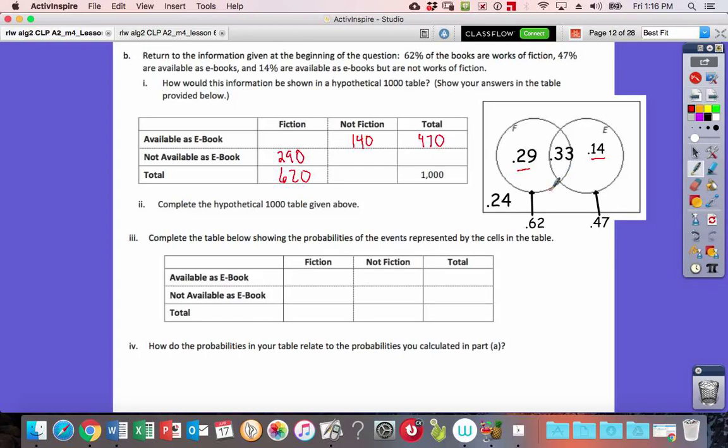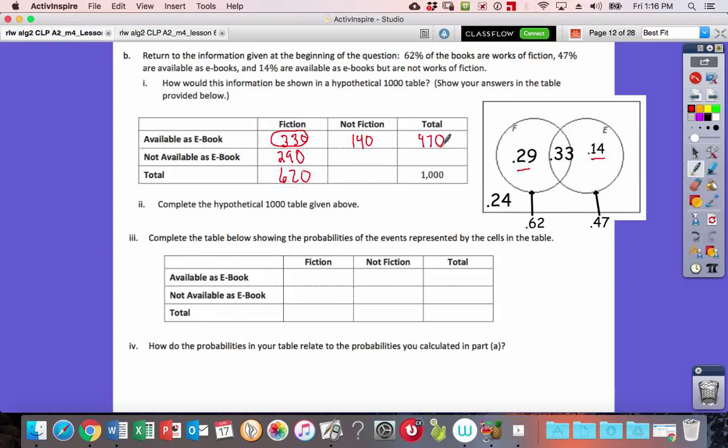Okay? Now can you go in and fill in the rest? You know 620 has to be added to something to get to 1,000. You know that the rows have to go this way and the columns. You know that 620 minus 290 is going to give you this one right here. Okay, so let's do that. 620 minus 290 and I get 330. And I know 330 and 140 is 470.